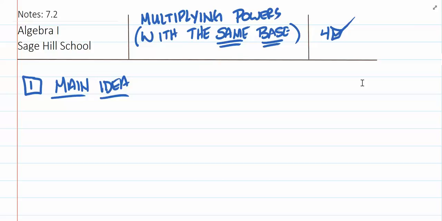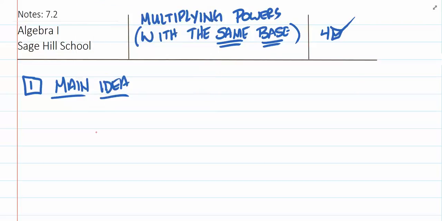Yes, multiplying powers with the same base. Okay, we just learned how to deal with exponents: zero exponents, negative exponents. Now we're going to learn how to deal with multiplying powers of the same base. So let's do a little example here to get things going for ourselves.